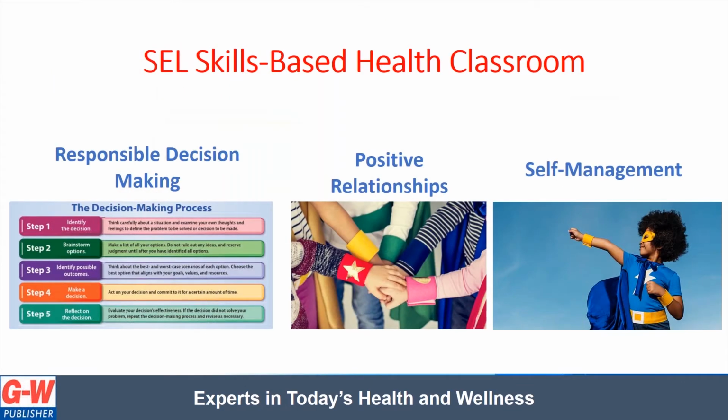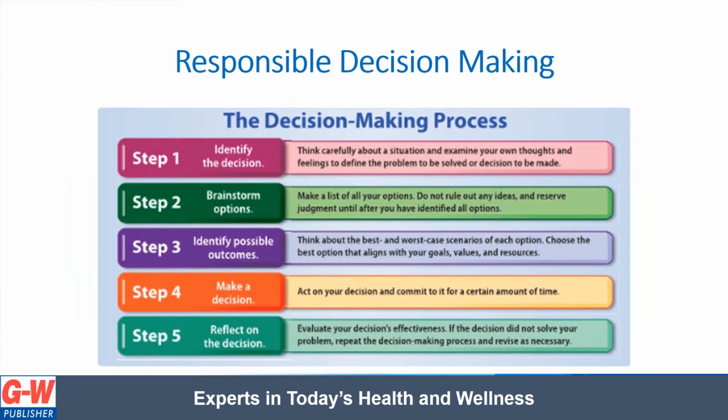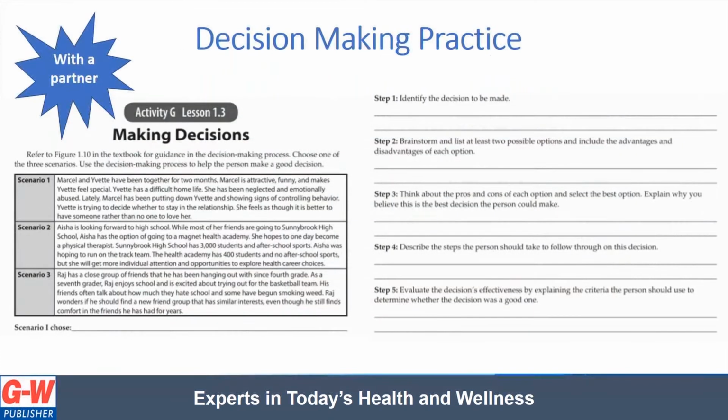So let's get started. The three skills that I'm going to focus on today are responsible decision-making, positive relationship building, and self-management. So first, responsible decision-making. When I teach the decision-making process, these are the 5 steps that I teach. Step 1, identify the decision. Step 2, brainstorm options. Step 3, identify possible outcomes. Step 4, make a decision. And step 5, reflect on the decision.